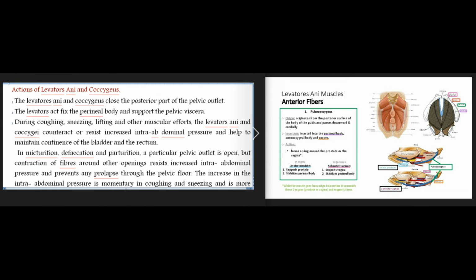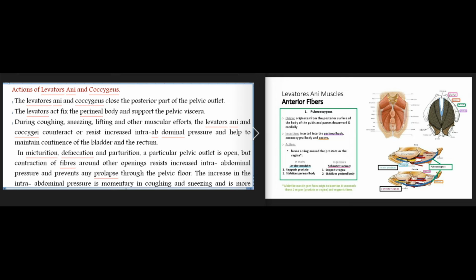Actions of levator ani and coccygeus. 1. The levator ani and coccygeus close the posterior part of the pelvic outlet. 2. The levators fix the perineal body and support the pelvic viscera. 3. During coughing, sneezing, lifting, and other muscular efforts, the levator ani and coccygei counteract or resist increased intra-abdominal pressure and help to maintain continence of the bladder and the rectum.